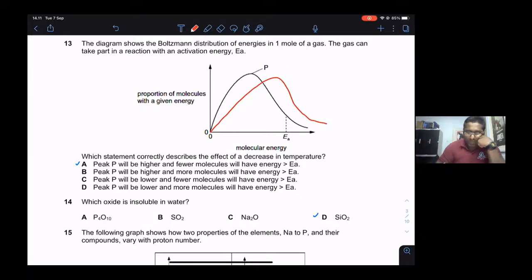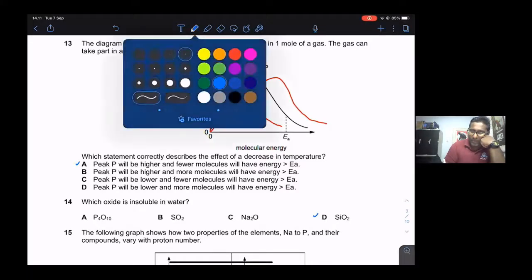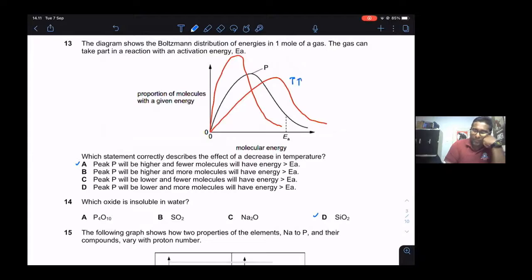So if this one, another one, it will be something like this. So something like this is lower. Now they say which one correctly describes the effect of a decrease in temperature. So which one are they referring to? This is higher temperature, this is going to be lower temperature. So they are referring to this graph, the one in the blue color over here.